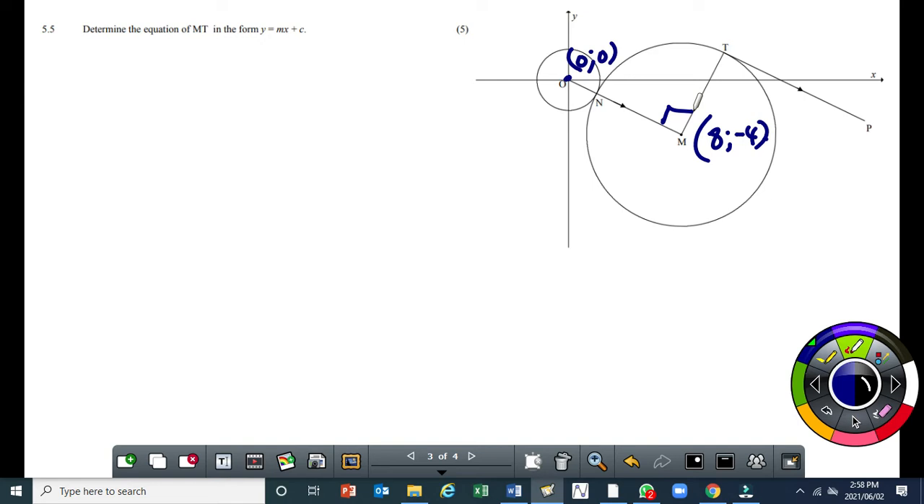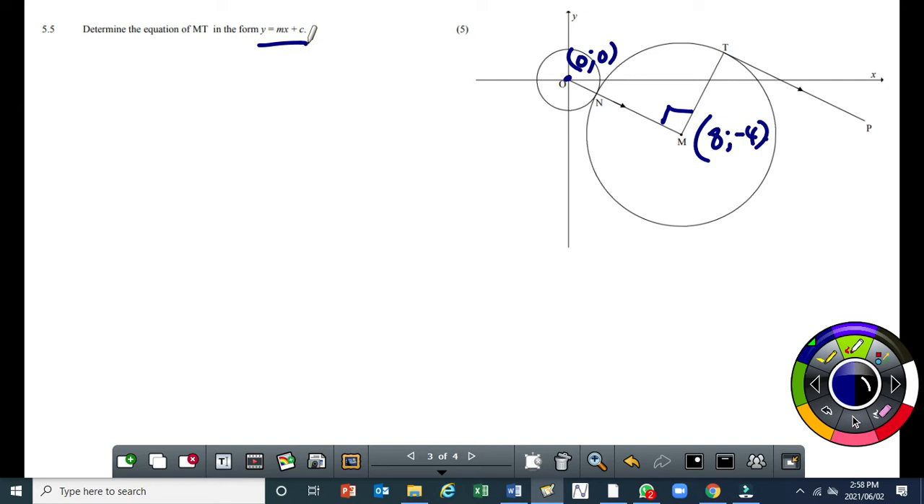Find the equation y equal to mx plus c. If you want to find the equation of MT, why are you not thinking about finding the gradient first? Remember, it's a straight line. So the first thing that you have to determine is the gradient. And how are you going to find the gradient of MT?